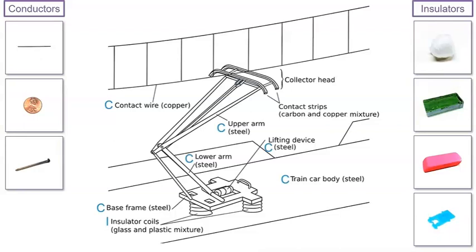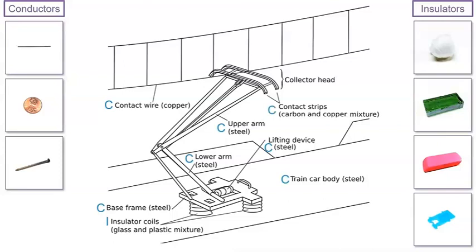We only have two parts left to label. Let's label the contact strips next. The contact strips are made of a carbon and copper mixture. We know from the carbon pencil lid that carbon is a conductor, and we already know copper is a conductor as well. Let's label the contact strips with a C.